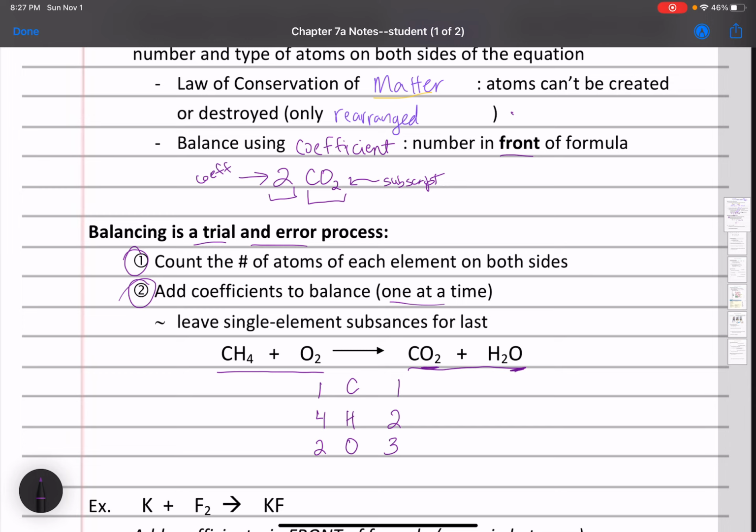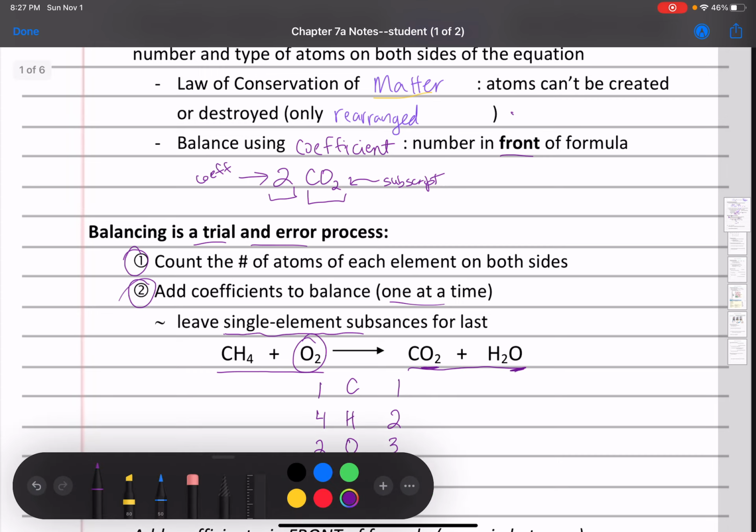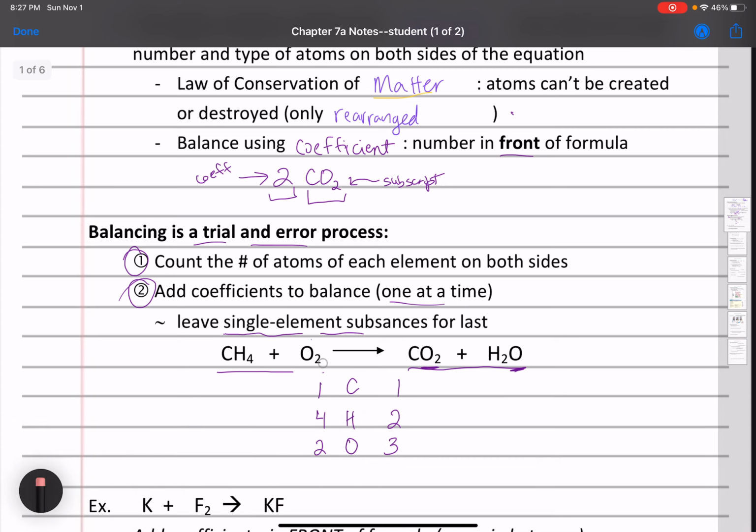So I'm looking at carbon. I'm not going to do that one first because it's balanced. If I go down the table, the next one is hydrogen, and we can balance hydrogen next. Another reason to save oxygen for the end, besides the fact that it's the last one I listed, is that it's best to leave single element substances for last. And since oxygen is a single element substance in this problem, we're going to save oxygen for last for balancing here.